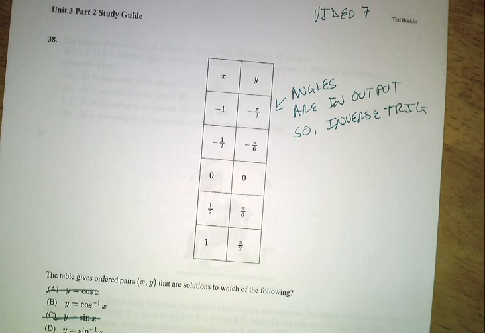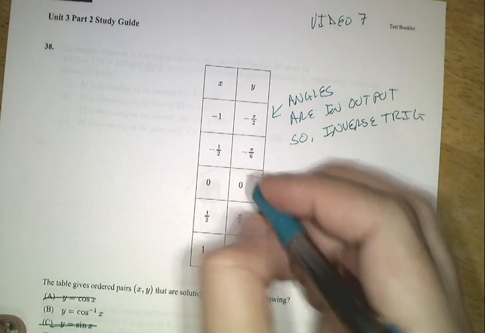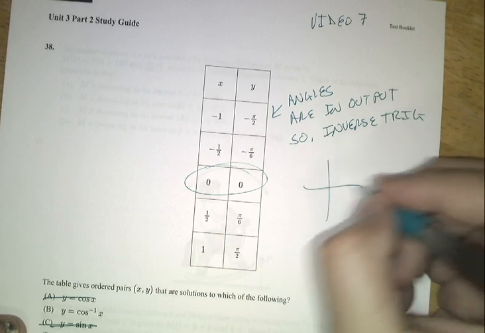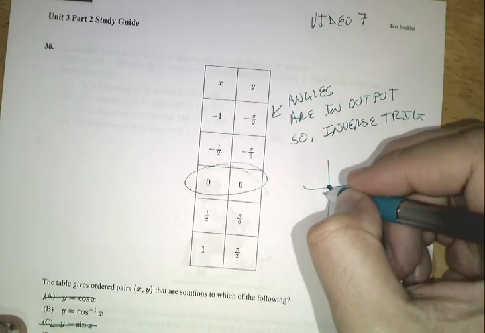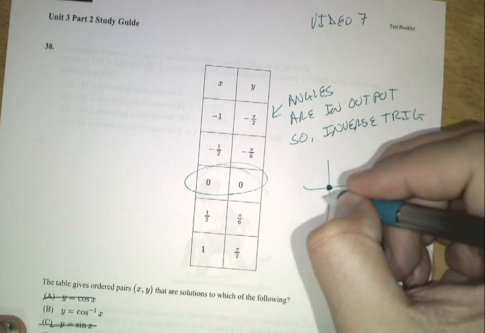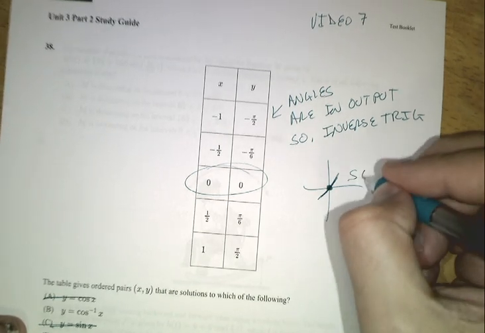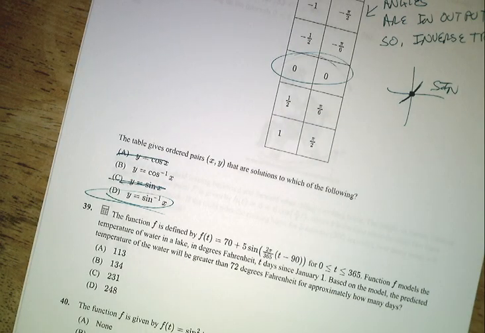Easiest way to check is check the y-intercept. The y-intercept here is whenever this is 0. 0, 0. Well, 0, 0 is this point right here. And the function that goes through the midline at 0, 0 is absolutely sine. So this should be inverse sine. Okay.